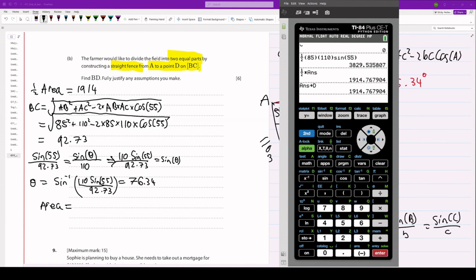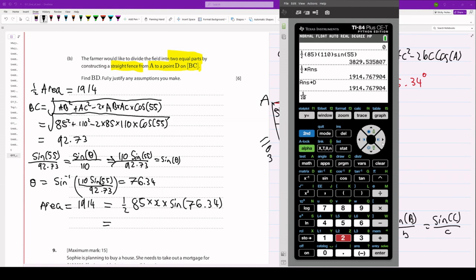Okay. So, area equals 1914 is equal to half, 85, multiplied by x, multiplied by sine 76.34. There we go. Let's put all that into the calculator in one go. So, half. I need to remember where I saved 76, because that was B. That was as B.